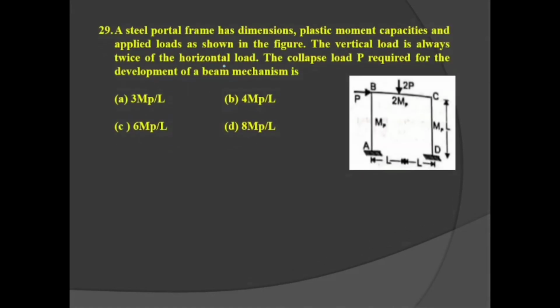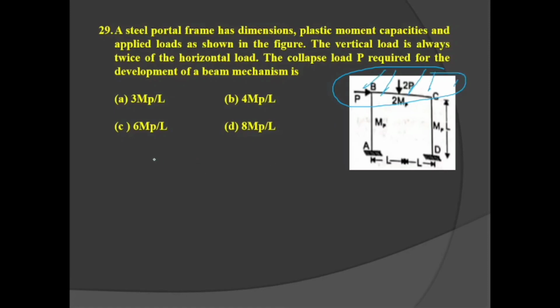Now question number 29. This type of problem I had discussed with you during the discussion of the theoretical portion. So vertical load is always twice the horizontal load. Collapse load required for development of a beam mechanism. Only the beam mechanism is asked. You can calculate the beam mechanism using a mechanism only for this hatched portion.